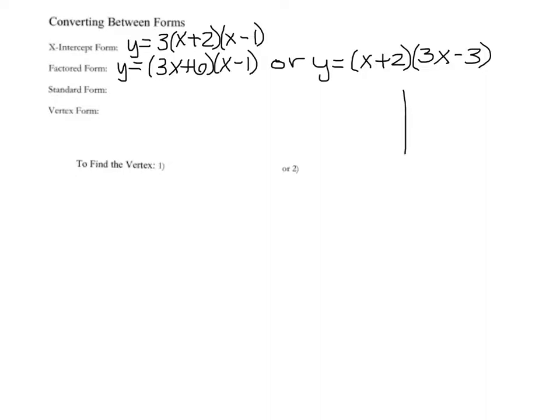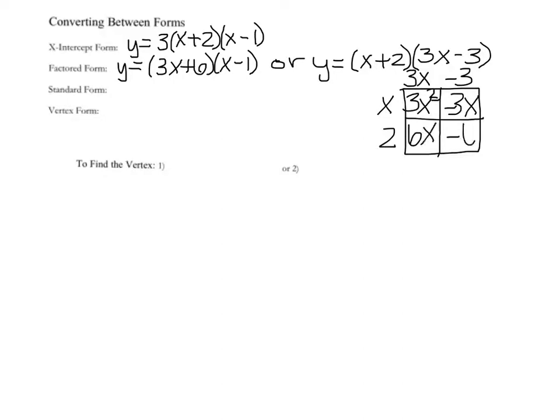I will do the area model, and I will just do this second set of parentheses over here because it's the closest one. So I have an x and a positive 2, and I have a 3x and a negative 3. I fill this out. This first box is 3x squared, and then I have a negative 3x. I have 6x and negative 6. Adding all of these together, I get y is equal to 3x squared. 6x and negative 3x together make a positive 3x, and then I have minus 6.